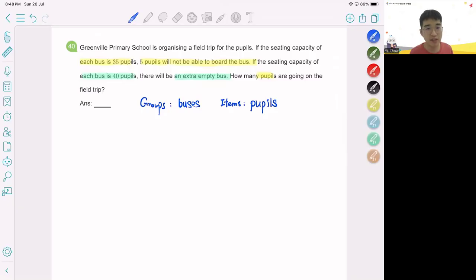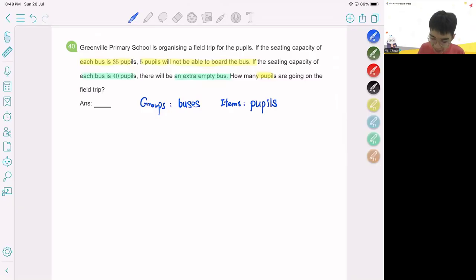I know it's a bit counterintuitive, but you think of it, either you're grouping 35 by 35 or 40 by 40. So the items that you are grouping are your pupils. Now that you're done identifying your groups and items, it's time to list out the two scenarios.